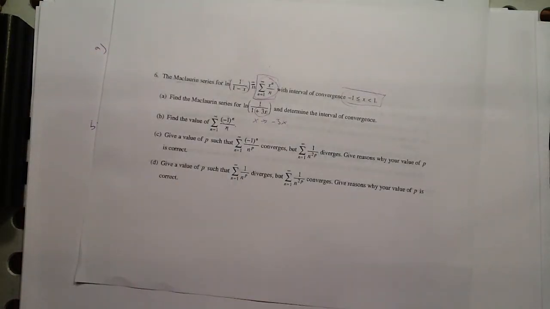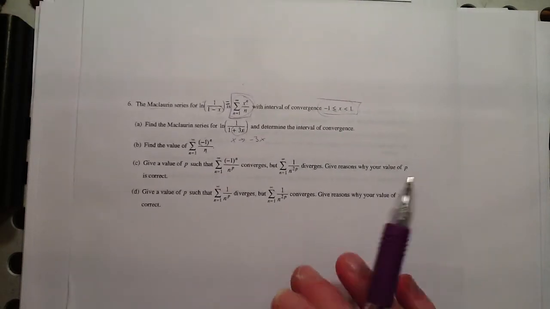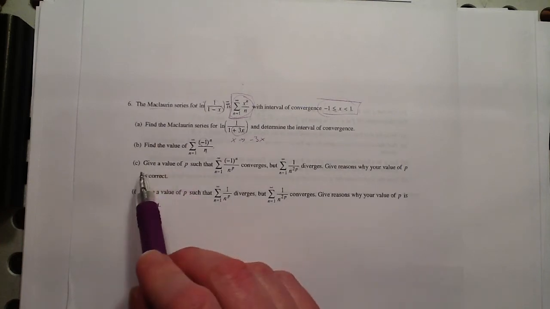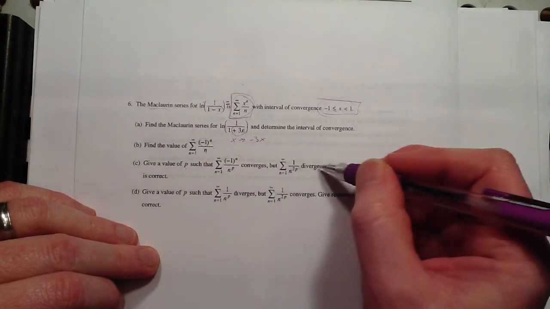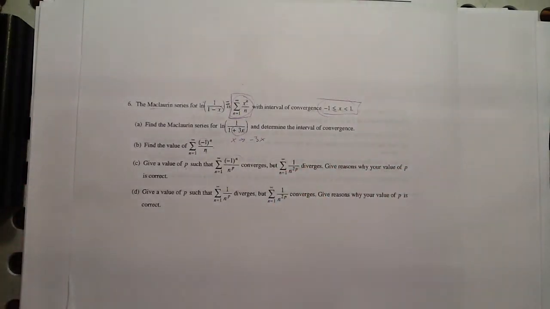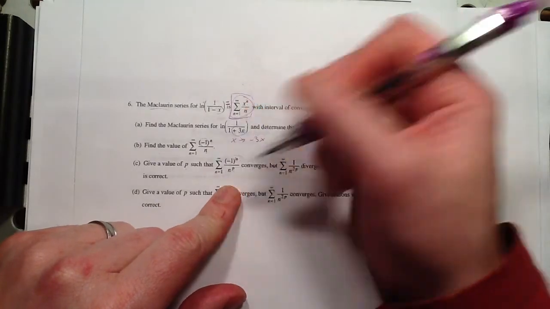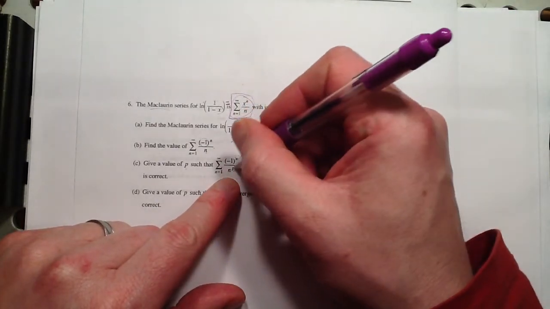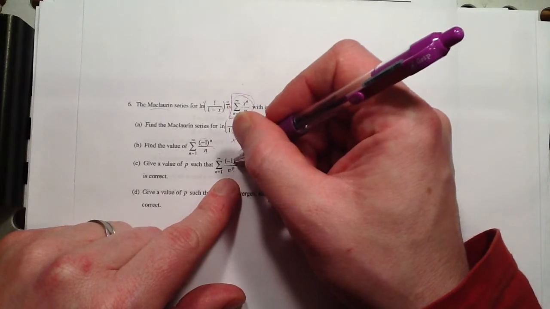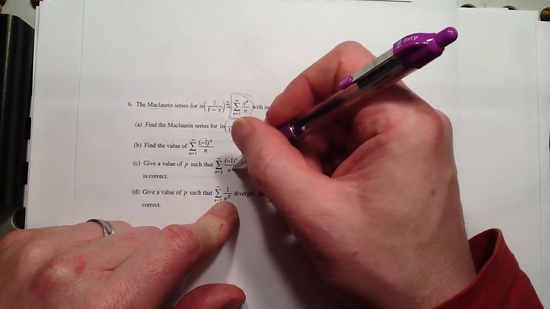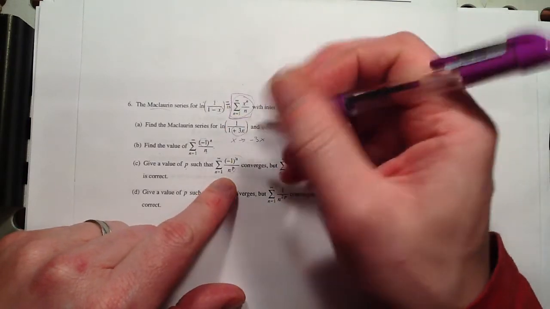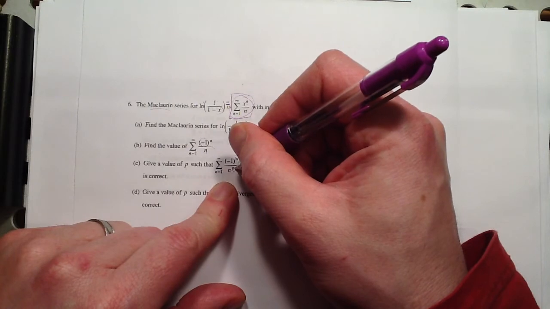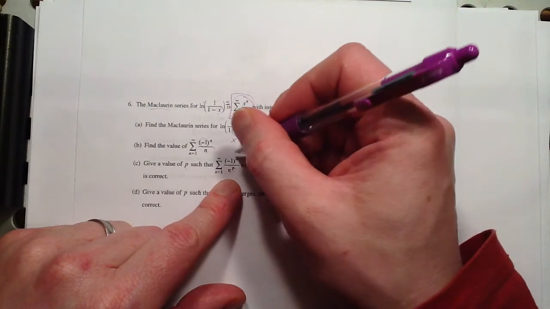These are interesting questions about p-series and your knowledge of those. So let's see if we can figure this stuff out. So part C, I'm going to give a value of p so that this converges but this diverges. Well, let's focus on those one at a time. This is an alternating p-series. So for what kinds of p's will this converge? Well, it's alternating, so all that has to happen is the terms here have to keep getting bigger on the bottom, which will make the whole thing get smaller. And that means the p doesn't have to be greater than 1, it just has to be greater than 0.